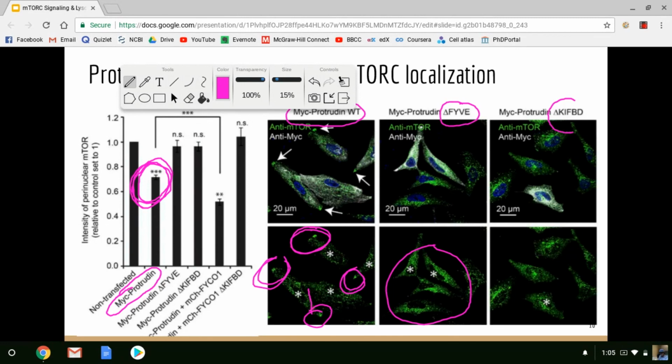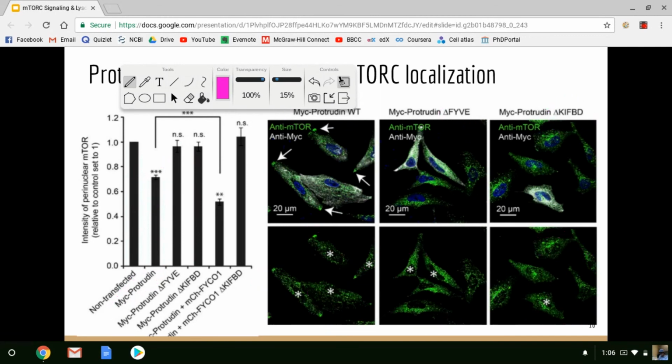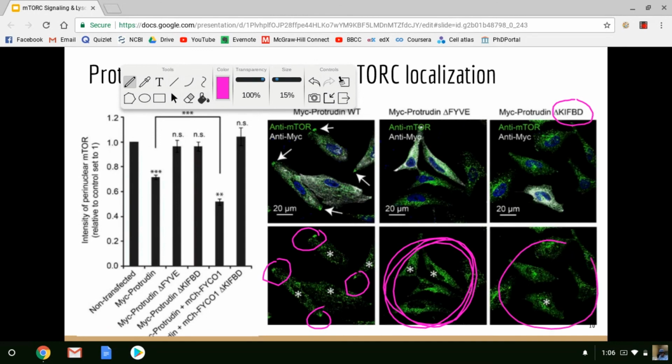And also this domain is KIFBD. This is the domain that protrudin interacts with FICO1 through. So when protrudin cannot interact with FICO1, it also results in dispersed mTORC signaling. So in order for protrudin to facilitate this nice peripheral localization of mTORC, it requires a 5E domain to interact with the phosphorylated phosphatidylinositols, and it requires this KIFBD domain to interact with FICO1.